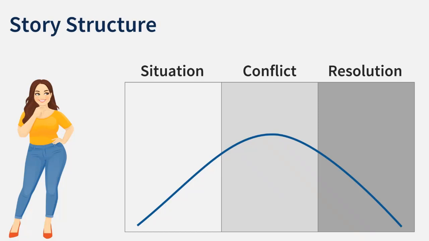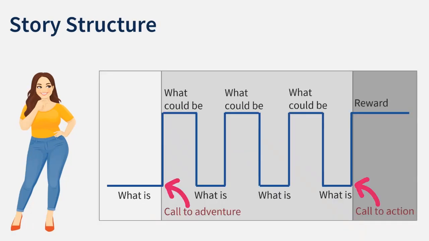In the beginning, we introduce our context, our setting, and our characters. Then we introduce the conflict and build it up to a climax before we come to the resolution where the conflict is solved and we all live happily ever after, at least in some stories. But another common structure for a story, especially in data storytelling and persuasive narratives, is this, using the middle of the story to explain what could be and contrasting that with how things currently are.